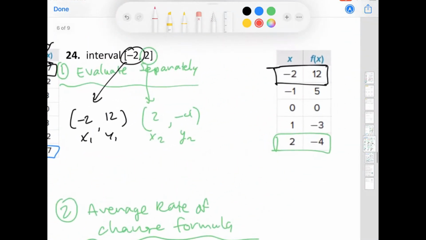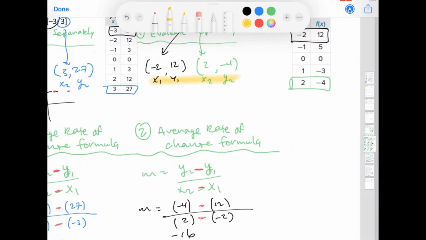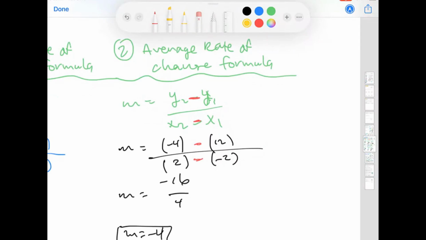And question number 24, same thing. Separate them. Black, green, negative 2, and 2. Look those on your table of values. Negative 2, 12, and 2, negative 4. Don't forget to label your order pairs right there. X1, Y1, X2, Y2. It's a common mistake for students. Always write down the formula so you don't mix them up. A lot of students try to skip steps in their head, but do it on paper. Highlight your subtraction sign, substitute, and you'll get an answer of -4.